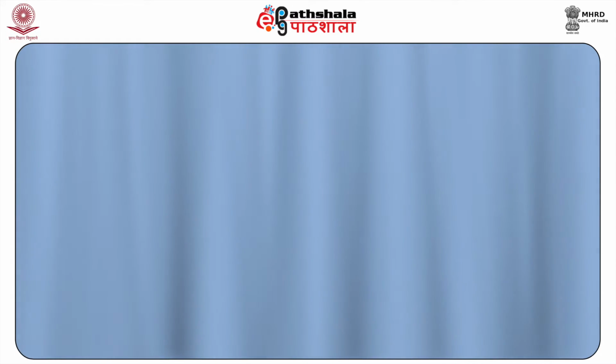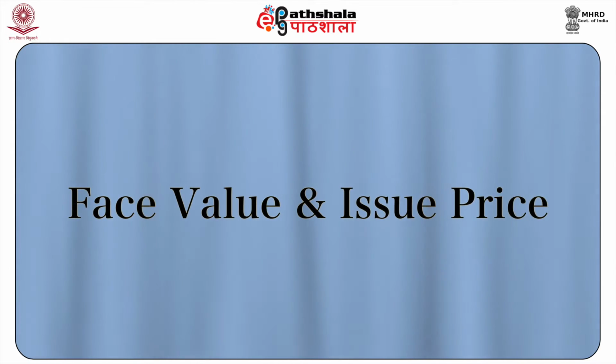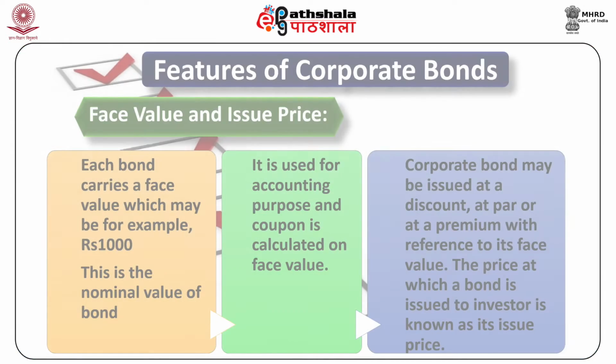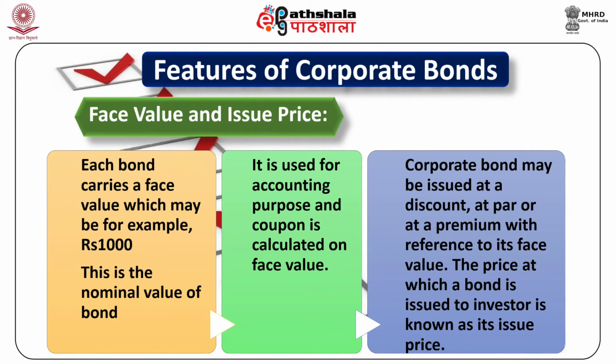Features of corporate bonds: face value and issue price. Each bond carries a face value which may be, for example, rupees 1000. This is the nominal value of the bond. It is used for accounting purposes and coupon is calculated on face value. A corporate bond may be issued at a discount, at par, or at a premium with reference to its face value. The price at which a bond is issued to an investor is known as its issue price.